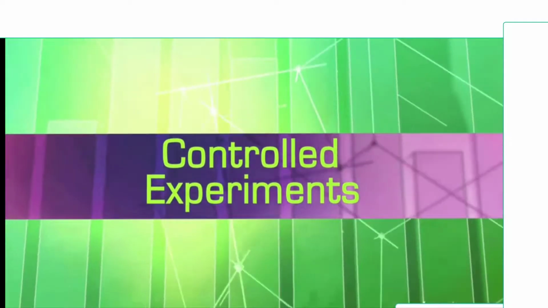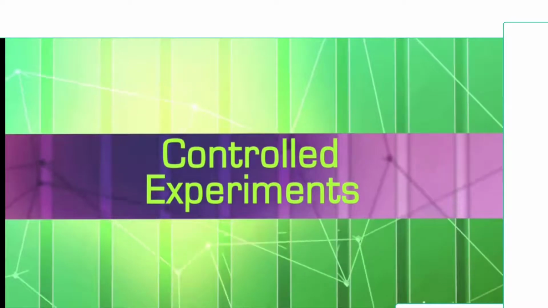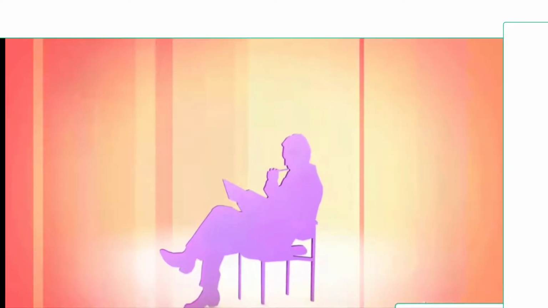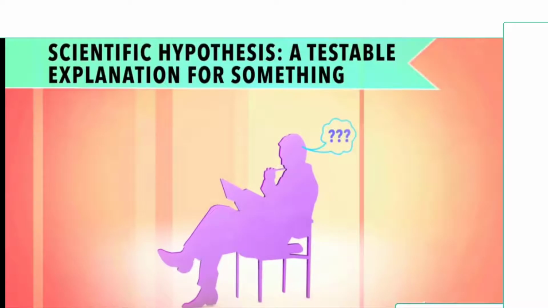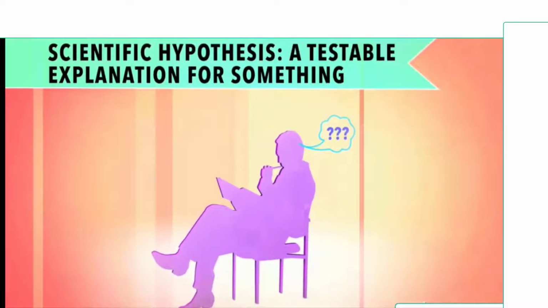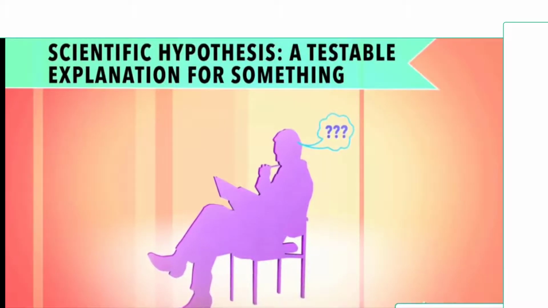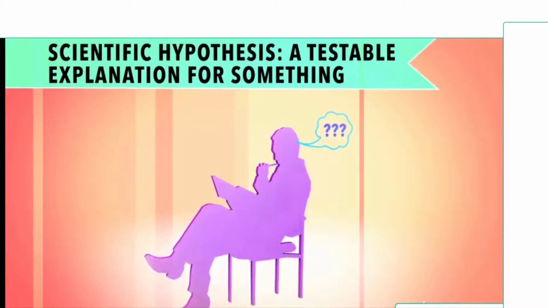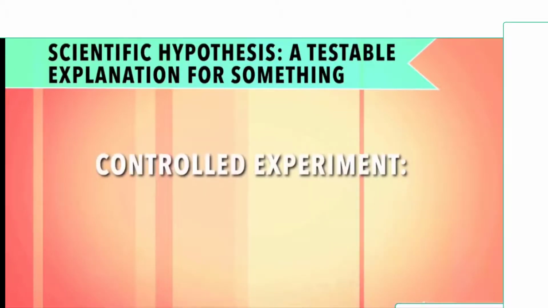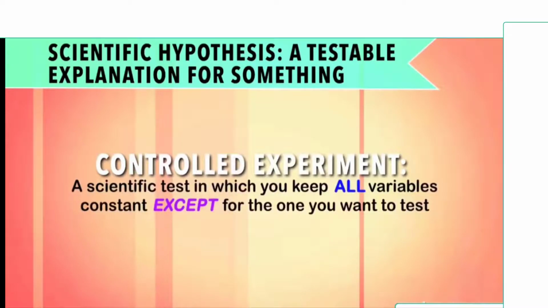Students, now look at this video to understand what is controlled experiment. Scientific hypothesis is a testable explanation for something which comes through observation. Now, control experiment, a scientific test in which you keep all variables constant except for one you want to test.